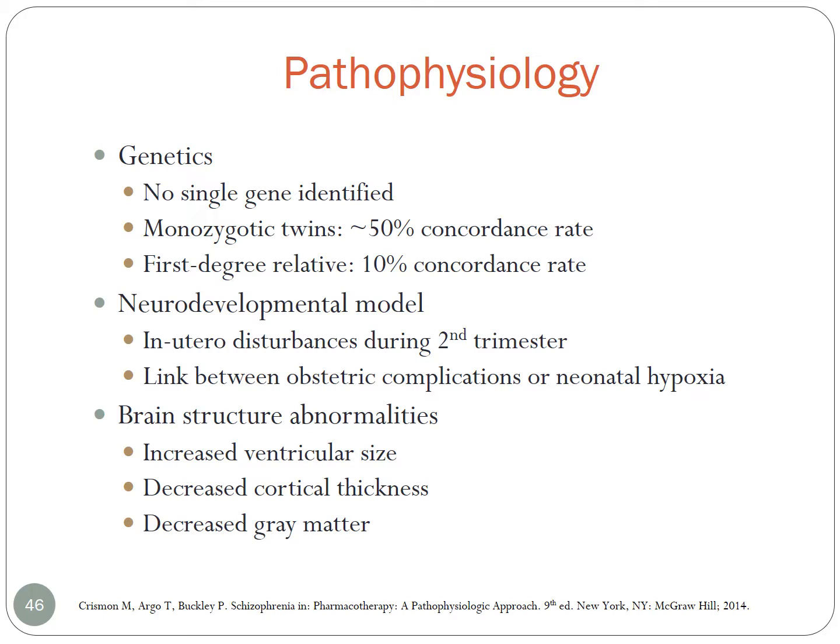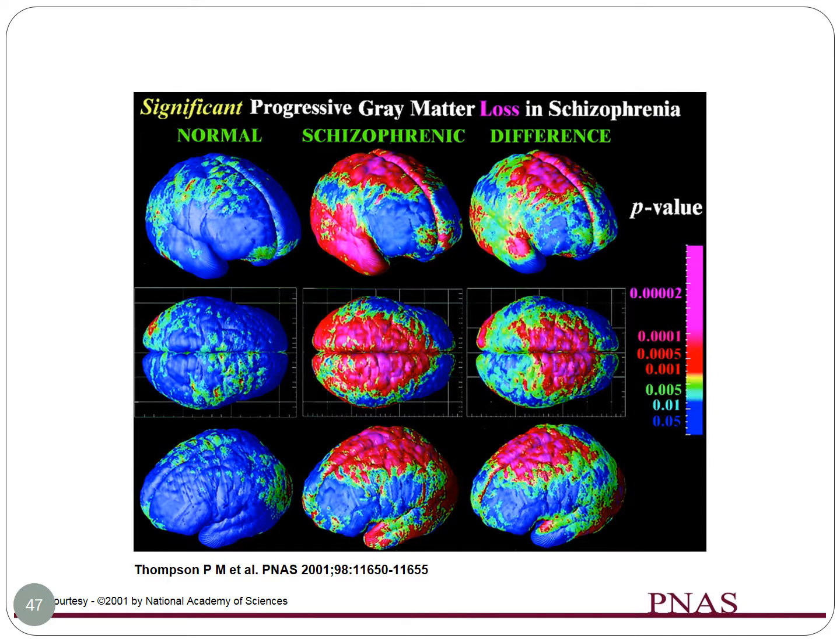There are some studies showing that women who develop upper respiratory tract infections during the second trimester of pregnancy are then at increased risk for having children who later develop schizophrenia. We also see some brain structure abnormalities, and you'll see some pictures of that in just a moment. There appears to be some gray matter loss in patients with schizophrenia.